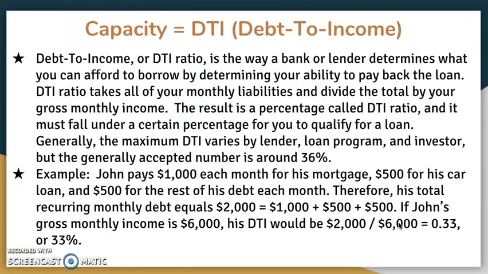Capacity is your ability to pay back debt. DTI should not exceed 36%, as we discussed in class. So assume John pays $1,000 each month for his mortgage, $500 for his car, and $500 for the rest of his debt each month. His total recurring debts is $2,000. So if John's monthly gross income is $6,000, what would his DTI be? So you do the debt divided by income, $2,000 divided by $6,000, which is 33%, which is good.